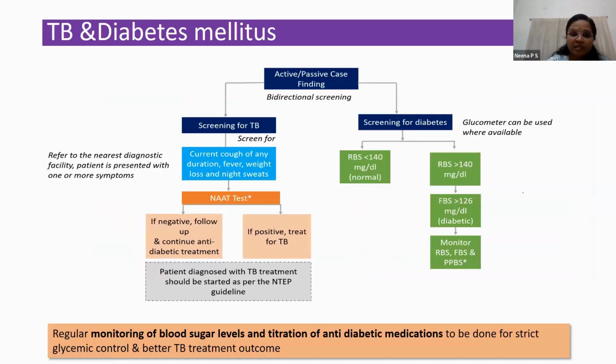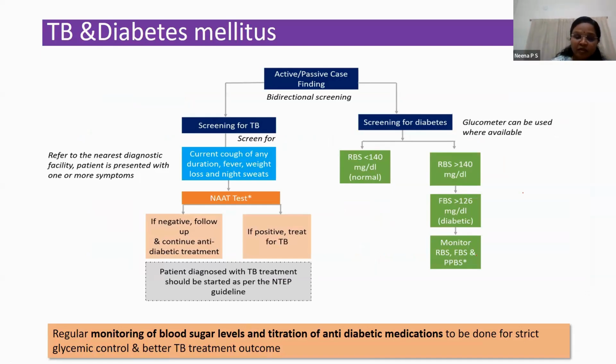And TB and diabetes should be managed very cautiously. You have to do a bidirectional screening. All the diabetic patients should be actively screened for tuberculosis whenever they have symptoms, and all the TB patients who are diabetic have to have strict glycemic control with strict monitoring of anti-TB medications and anti-diabetic medications for a better treatment outcome.